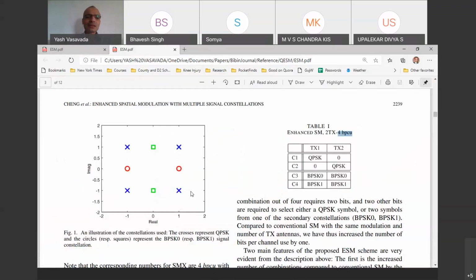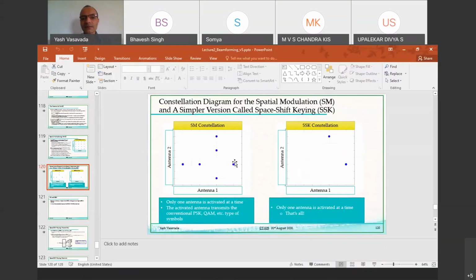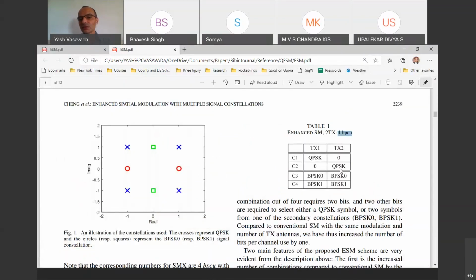So maybe this I will give you as a self-study exercise. What I would like you to do is, first of all, draw a diagram similar to this for a case where they did just the regular SM with 2 antennas, so just the first 2 rows, C1 and C2. That will be simple enough. Actually, I've already shown that to you. You will have to draw 4 QPSK symbols on one horizontal axis, 4 on the vertical axis corresponding to TX2. But then somehow you will have to squeeze in the rows C3 and C4.